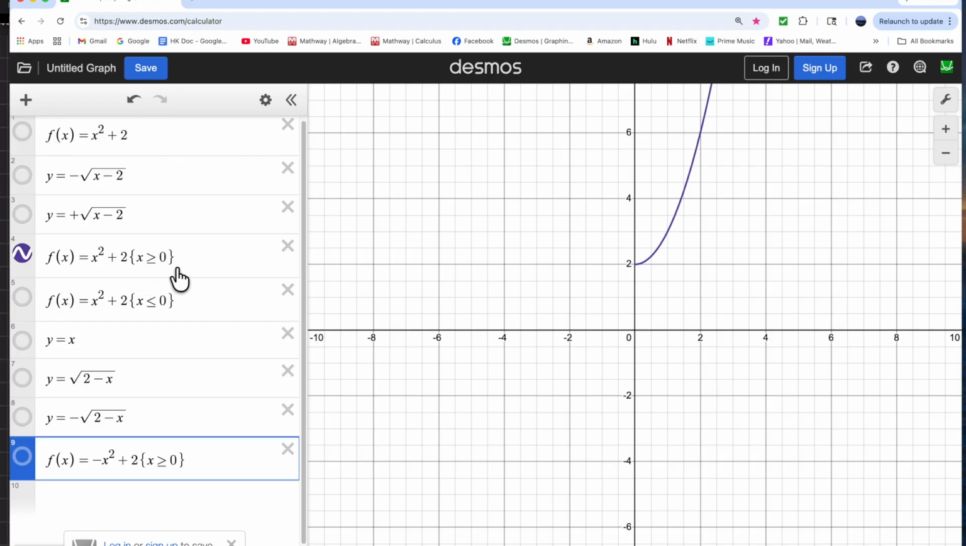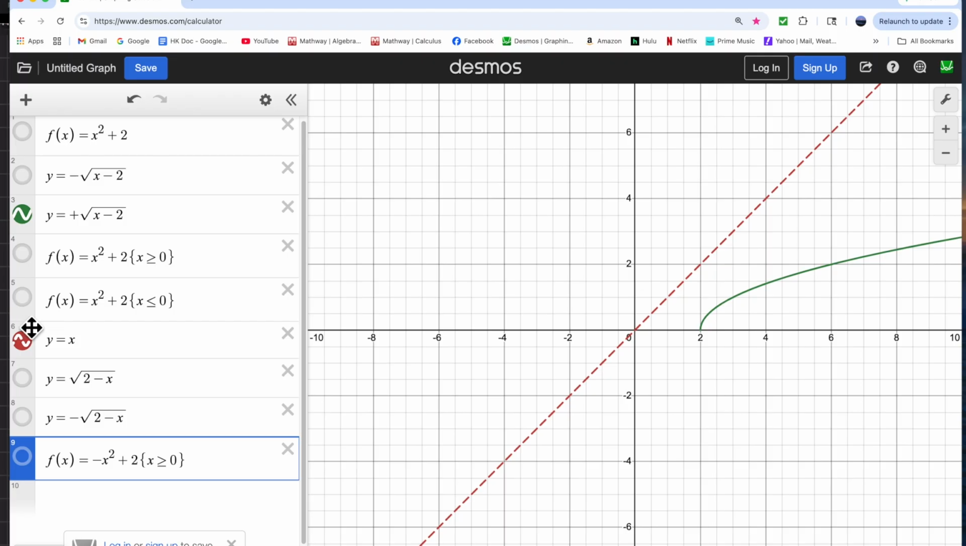Now, when we take the inverse of that function, we're going to get a choice between the negative version and the positive version, because the original constraint, the original domain, is restricted to where x is positive. We're going to choose the positive version, and we're going to graph y equals x to show that was the correct decision.